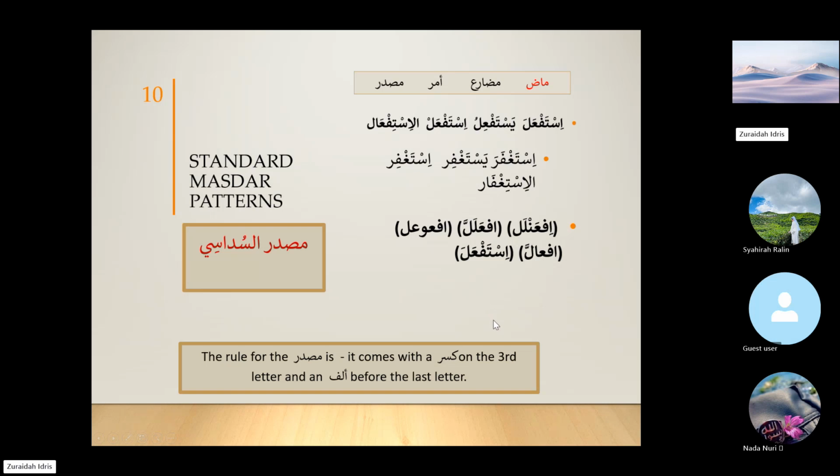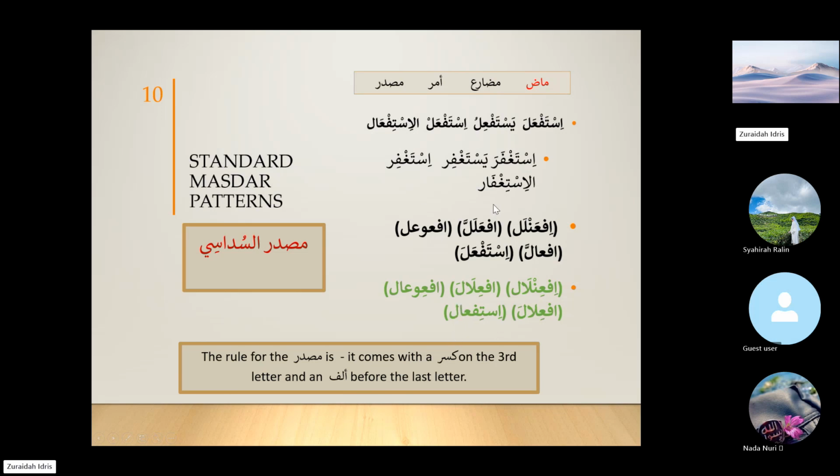Okay, so here, the difference between the Masdar and the Madin. What's the difference? For the Masdar, there is a kasrah on the third letter and an alif before the last letter. So instead of a fathah on the third letter, 1, 2, 3, there is a kasrah. And there's an alif before the last letter. The last letter here is of course your lam in this case, and you have an alif before it. So there's always an alif before the last letter.